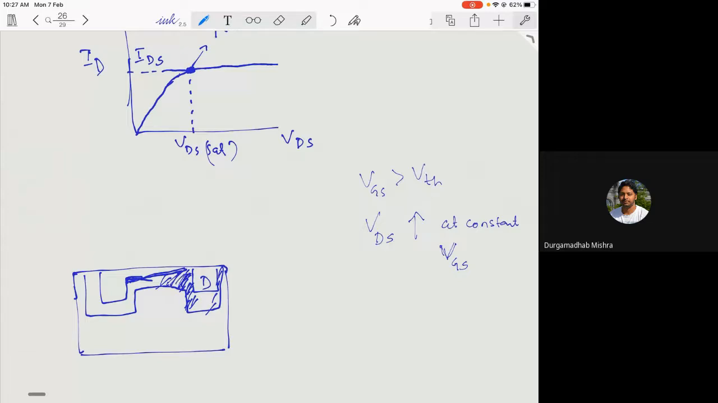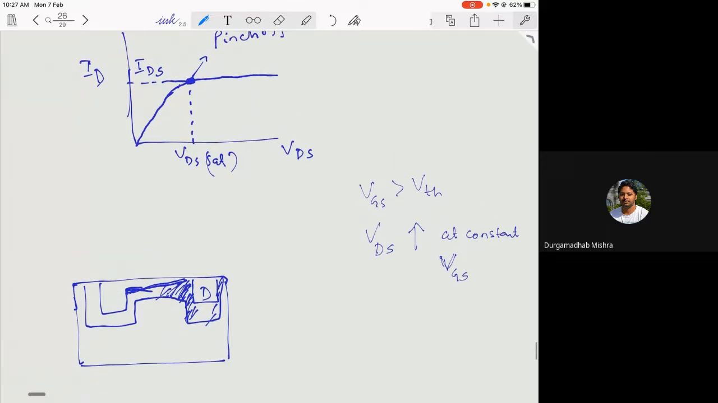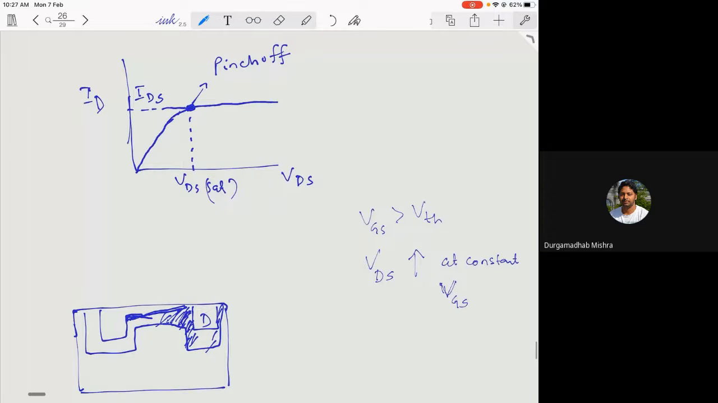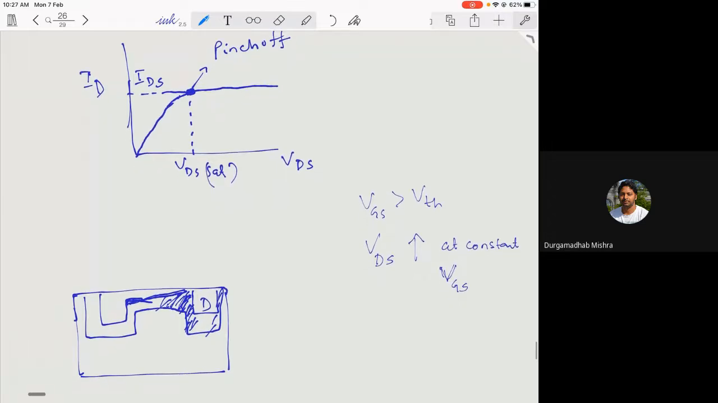Okay. And the extra voltage that you increase beyond VDS saturation will actually drop across the resistance in the depletion region. This depletion region has its own, higher resistance, so most of the voltage that you increase will drop across this depletion region, and your current will not increase anymore. So the drain current will saturate, which is given by IDS. Okay, so this is a characteristic of a MOSFET device.